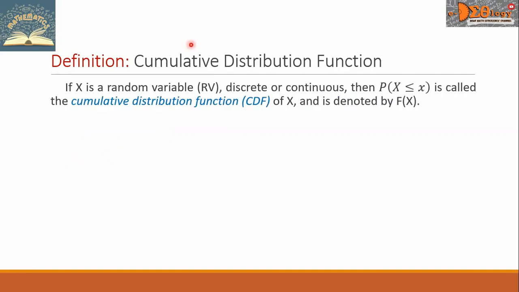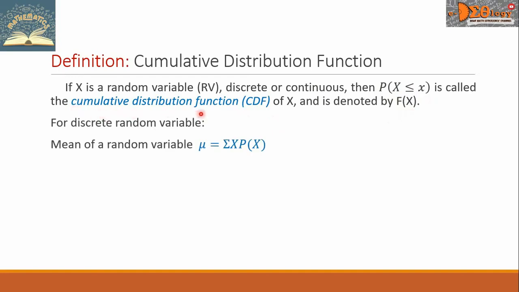Let us define cumulative distribution function. If capital X is a random variable, discrete or continuous, then the probability P of capital X less than or equal to small x is called the cumulative distribution function or CDF of x and is denoted by capital F of capital X.